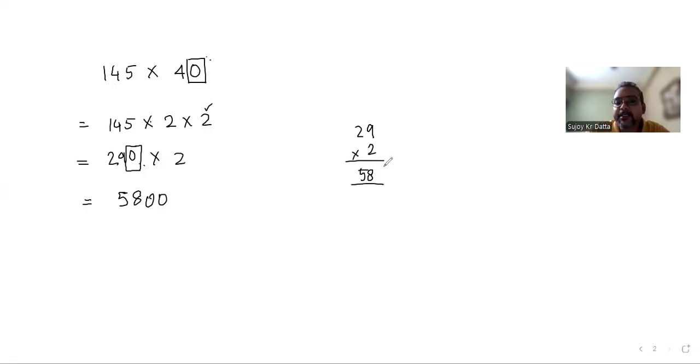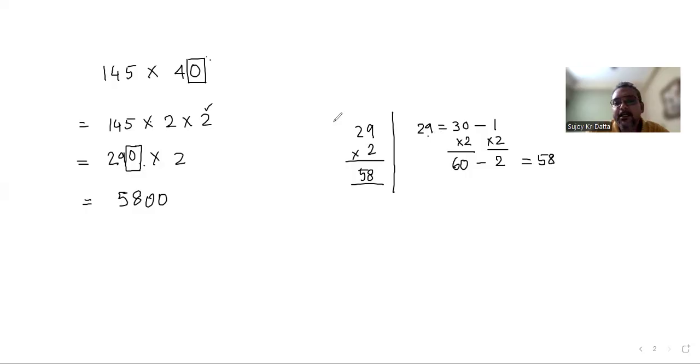There is another way of doing this mentally where you don't have to remember 2 nines are 18, then carry 1 and all that. Think of 29 as 30 minus 1. So when you multiply 29 with 2, you are multiplying the 30 with the 2, this 1 with the 2, and subtracting. So 60 minus 2. That's 58. So we can do it like this also.